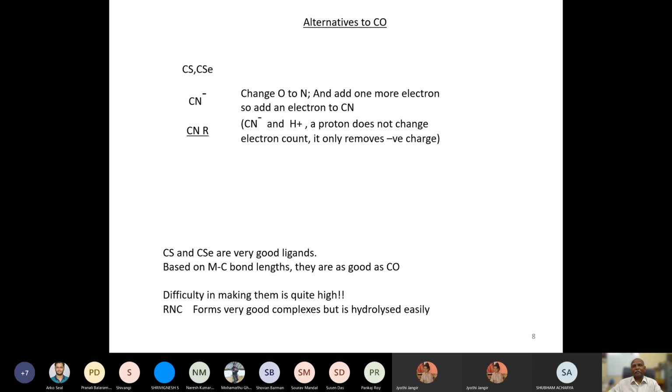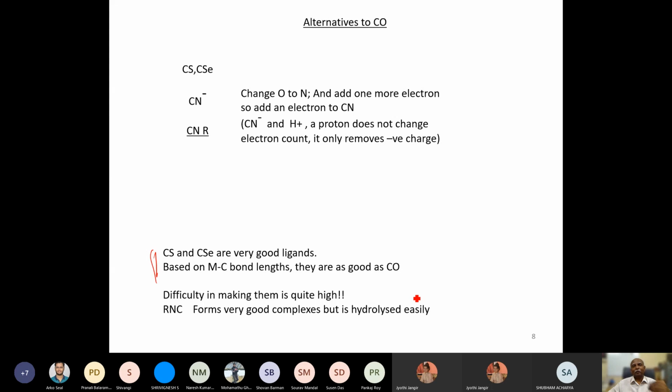But I want to wrap up this section of our discussion in the following way. CS and CSe were good ligands, but based on the fact that they had no good precursors, we ended up abandoning them, or rather we pointed out that there is not much chemistry that is known in these ligand systems. Similarly, RNC, unfortunately, are unpleasant molecules, and for that same reason they are avoided, but they are very good electron donors, extremely good electron donors. CS and CSe are very good pi acceptors.